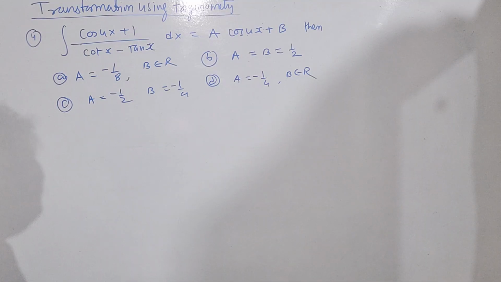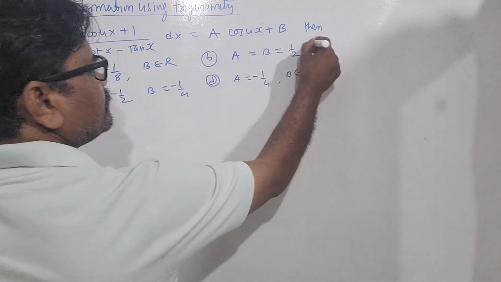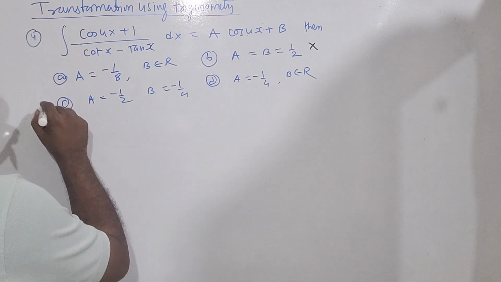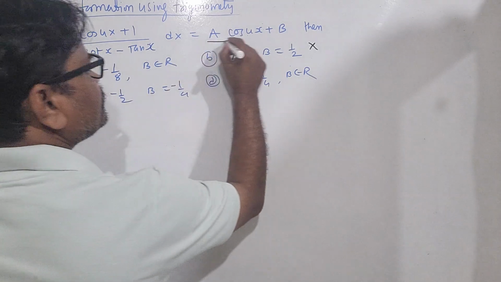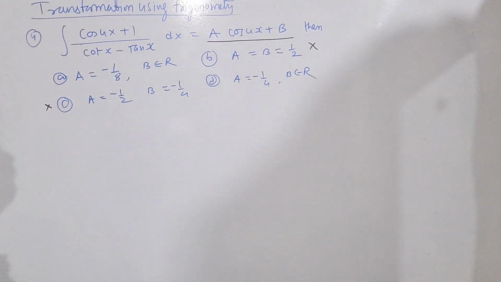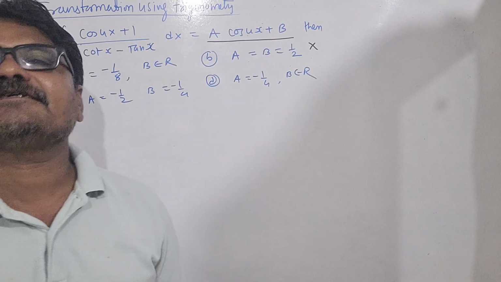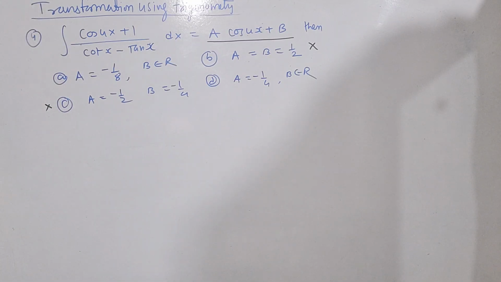Okay, smart thinking I can apply. This option B is wrong. This option C is wrong, because it is given that the answer is a cos of 4x plus b. So what is b? B is the constant of integration. Automatically it is clear. So therefore either option A or option D will be your answer.